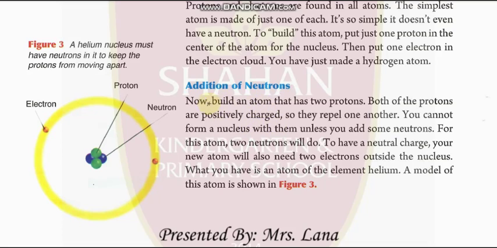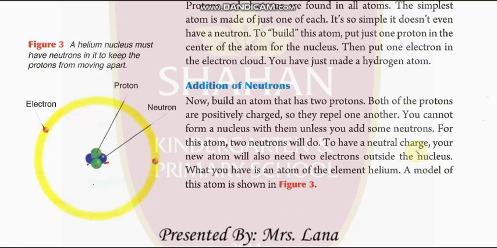Addition of neutrons. Now build an atom that has two protons, and both of the protons are positively charged. These two protons are positively charged, so they repel one another. You cannot form a nucleus with them unless you add some neutrons. For this atom, two neutrons will do. As we said, the atom is made up of small particles called protons and neutrons, and outside of the nucleus are electrons.